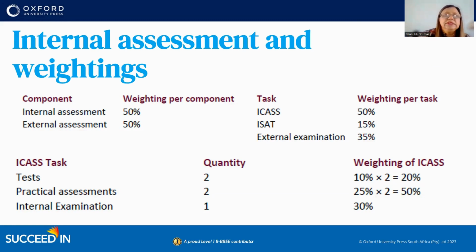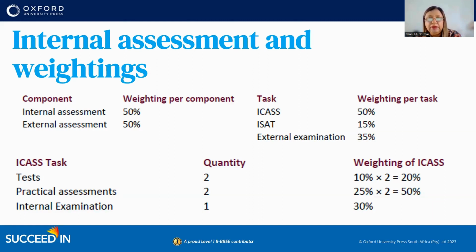Assessment, we look at internal assessment and its weighting. When we look at it, we have components. Internal assessment forms 50% of the total marks, whereas external assessment forms 50%. Now, the task, if you look at it on your right-hand side, we have ICAS, which is actually internal continuous assessment. The weighting per task is 50%.